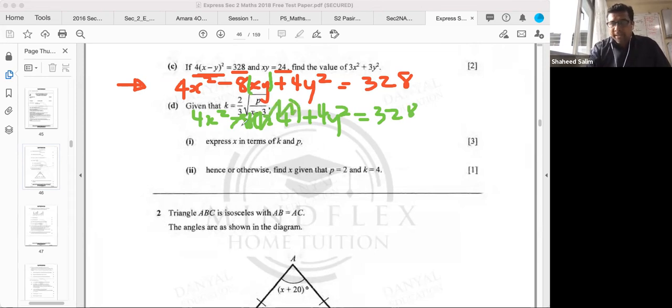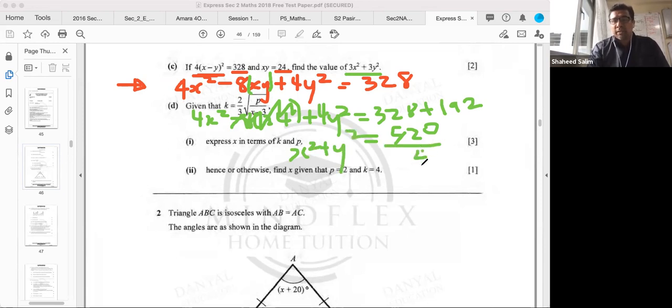I'm going to bring this over, okay? This is minus, right, just now? So I plus 192. So what do I get? 328 plus 192 is 520. Now 520 is for 4x squared plus 4y squared. We want to find out what's 3x squared plus 3y squared. So why don't we divide this by 4? Divide by 4, we can get x squared plus y squared.